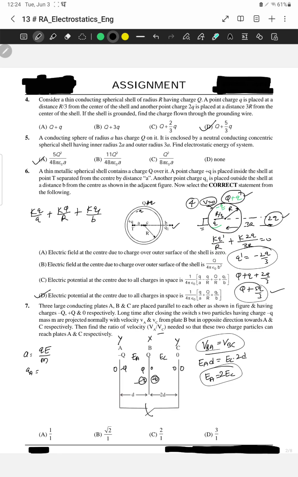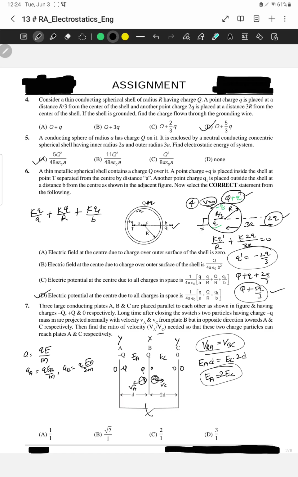One is projected in this direction, one in this direction, with velocities VA and VC. The charge is the same, the electric field is different, and the mass is the same. So the acceleration will be QEA by M, or the acceleration of C is Q times EA by 2M, so half of EA by M. Clear? Now we need to see what the velocity should be so that they cover these respective distances.